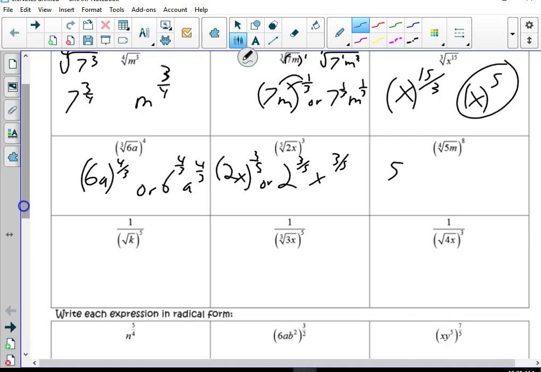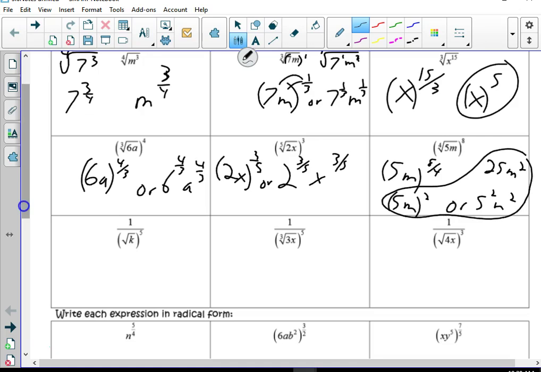Okay, so here we have 5m to the 8/4, but 8/4 is 2, so this is really just 5m squared. And if you want, you can put 5 squared m squared. And if you did that, that's the same thing as 25m squared. So any of these will be appropriate answers. But if you want to just stop right here, that's fine.